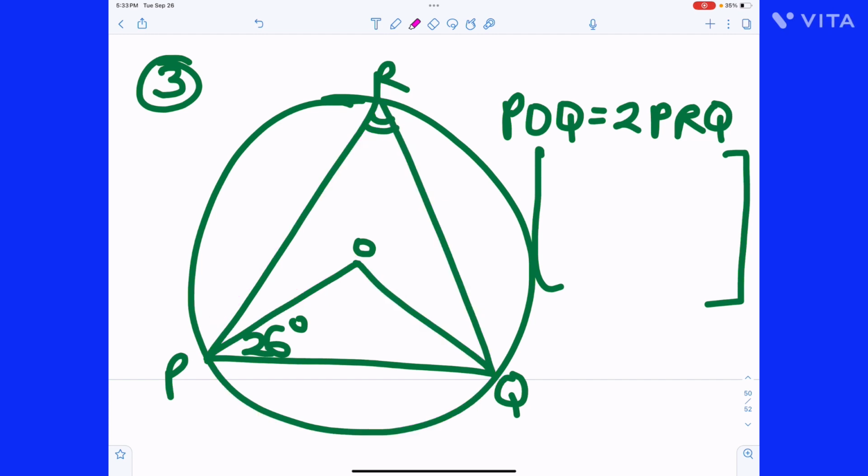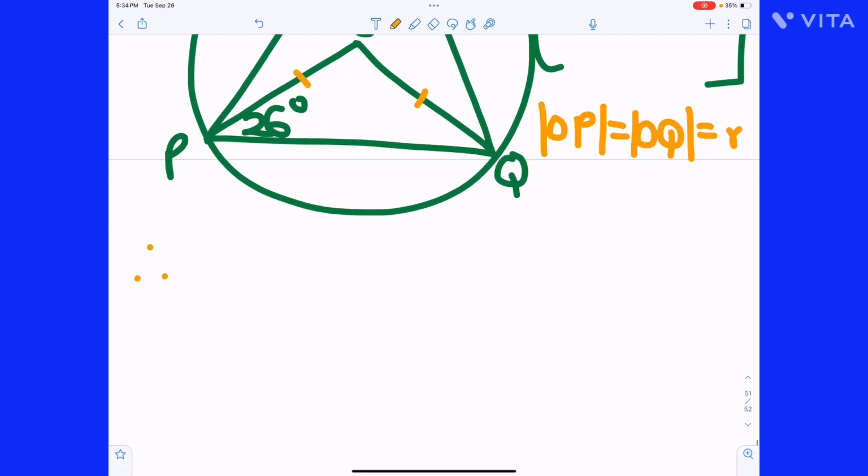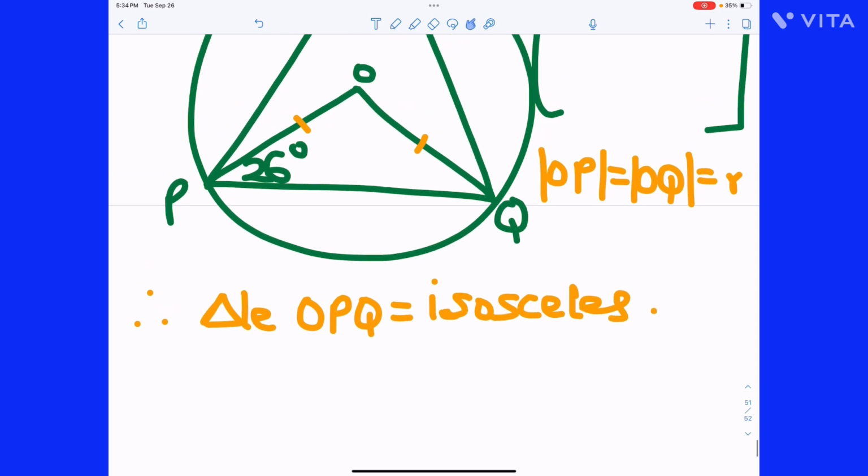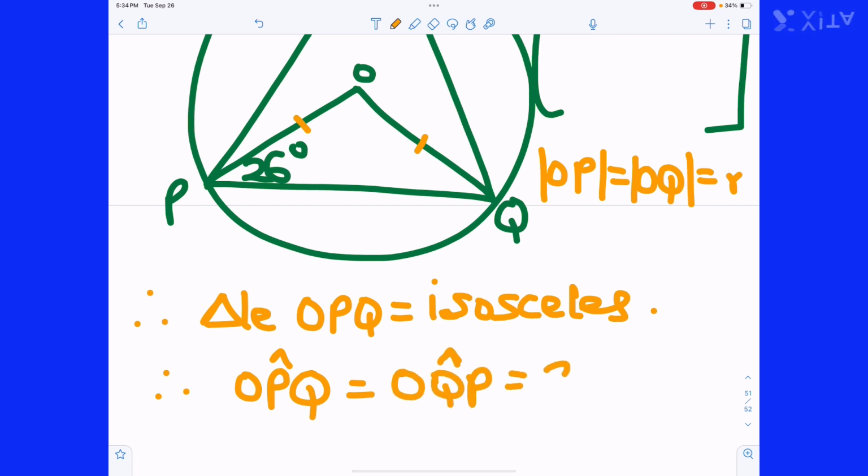Now from the diagram, OP is equal to OQ is equal to radius. So this is the same, this is the same. That means triangle OPQ is isosceles. If a triangle is isosceles, its base angles are equal. Therefore angle OPQ is equal to angle OQP is equal to 26 degrees. So this place too is 26 degrees.